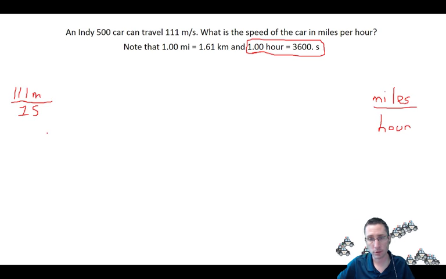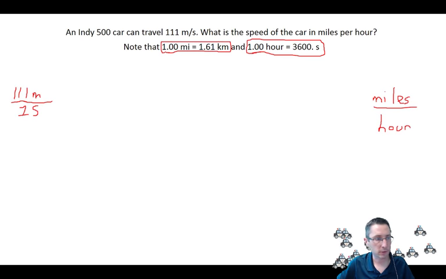We obviously have to go from meters to miles. And so we're going to use this unit factor, which will allow me to cancel miles first.